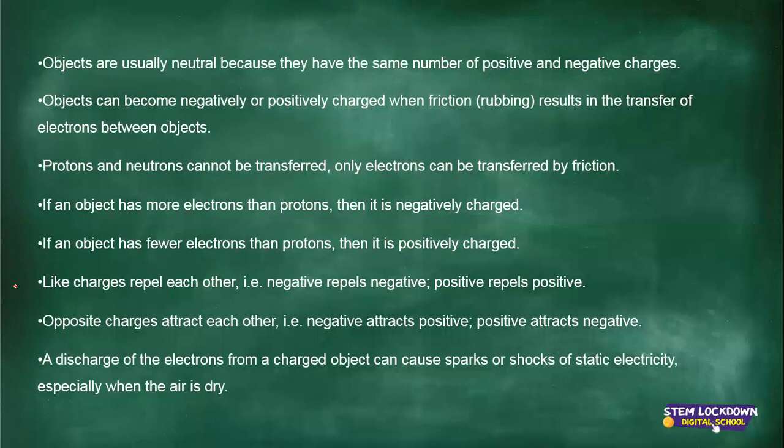Okay, so we say objects are neutral because they have a small number of positive and negative charges. Then objects can become negatively or positively charged when you apply friction, which means rubbing, through the transfer of electrons. Now, protons and neutrons cannot be transferred. Remember that I told you yesterday, the protons and the neutrons are in the nucleus and cannot be transferred. It is only the electrons that are transferred by friction.